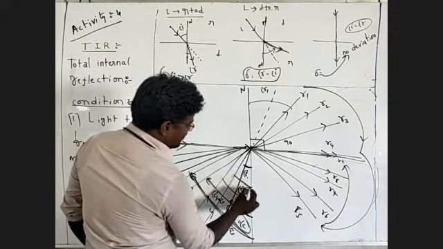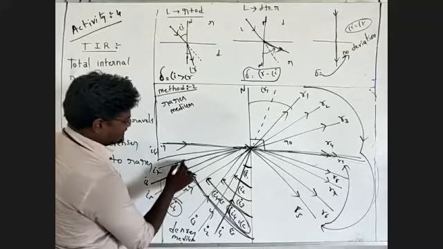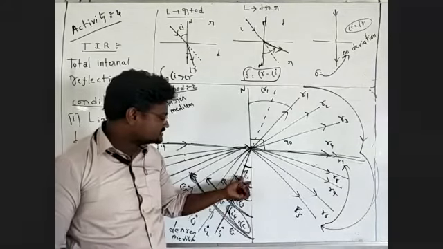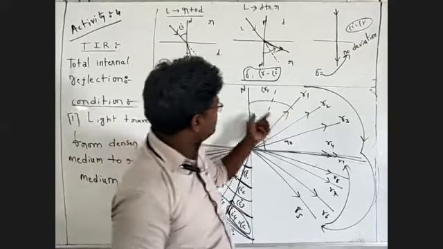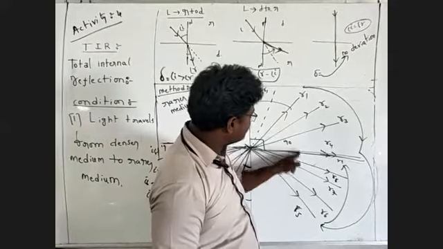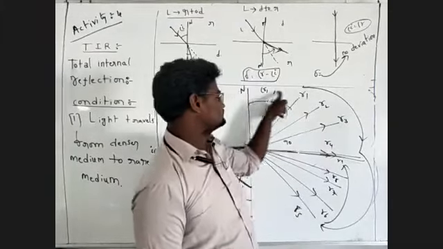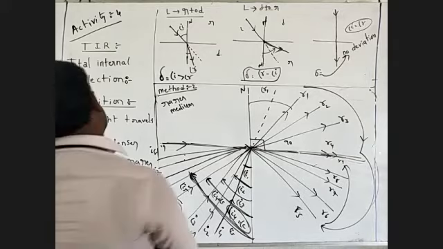In this situation the angle increases: angles I1, I2, I3, I4, I5, next I6, I7, I8, I9. Next, as it increases, what will happen? Here also R increases suddenly, and again it decreases. Bear in mind that this point is very, very important. Next, I'm going to explain the mirror.